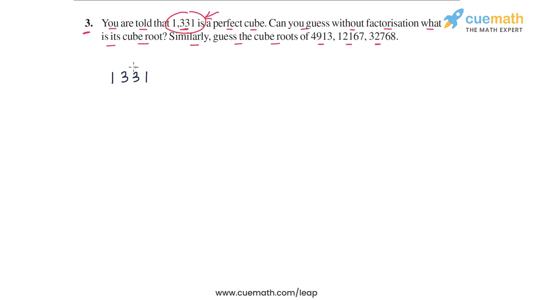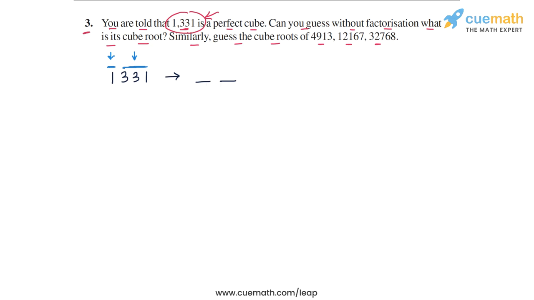rightmost digit. So we make a group of 3 digits, which is 331. That's our first group, and then the remaining digit is only 1. So this is the only digit in the second group. In the first group we get 331, in the second group we get 1. And now because we have two groups, we will have 2 digits in the cube root, which we have to figure out.